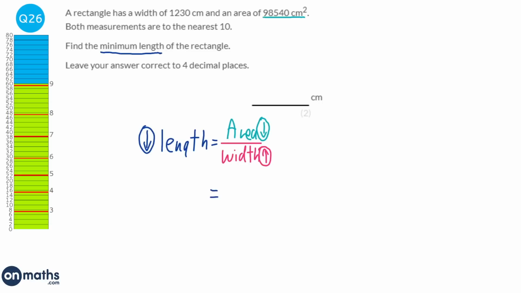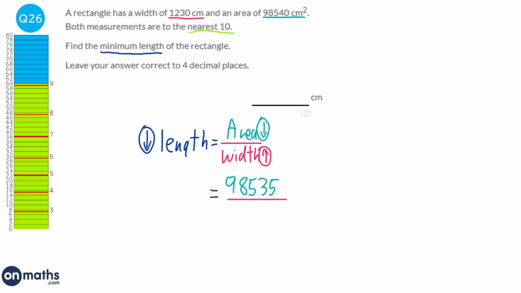So we're going to find the lower bound of the area. An easy way to find a lower bound is to find the accuracy. It says the accuracy is to the nearest 10, and what we're going to do is halve that. So half of 10 is 5. Then we're going to take it away from the area. So it's 98,540, take away 5, which will be 98,535.